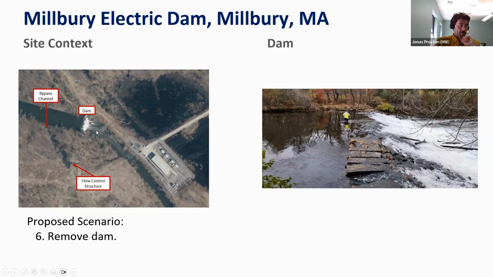There is a bypass channel with a flow control structure, probably a legacy of whatever industrial use the dam was originally built for. This is a pretty simple scenario of just removing the dam, and in all likelihood, the flow would just continue down the main channel, so we didn't really look at any additional pieces related to that structure.